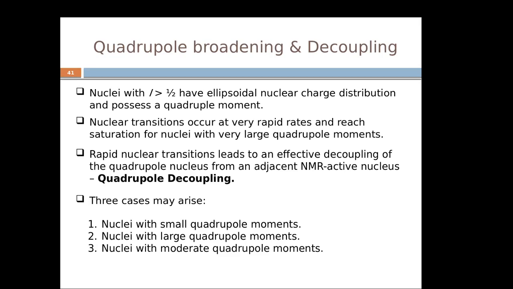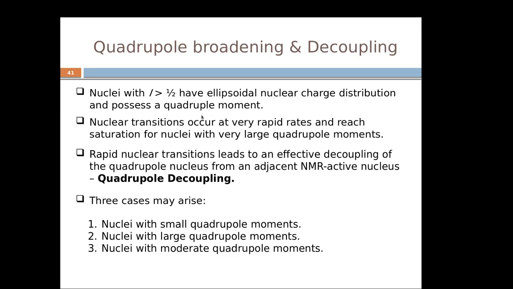Usually nuclei with a nuclear spin quantum number equal to 1/2, such as proton or carbon-13, have a spherical nuclear charge distribution, whereas nuclei such as nitrogen, bromine, chlorine, etc., have a nuclear spin quantum number greater than 1/2. For example, for nitrogen, I is equal to 1. And such nuclei, instead of having a spherical nuclear charge distribution, have an ellipsoidal nuclear charge distribution. Because of this property, the nuclei of these atoms normally possess a nuclear quadrupole moment.